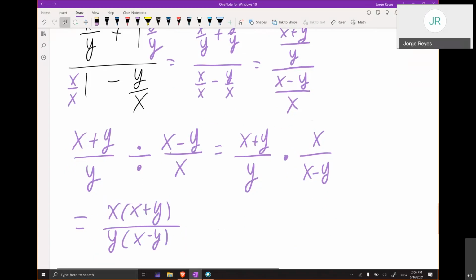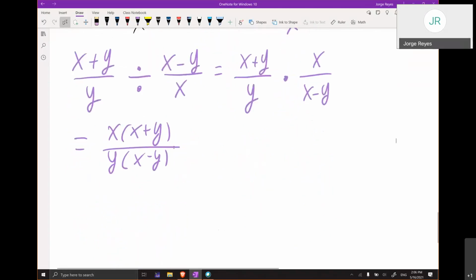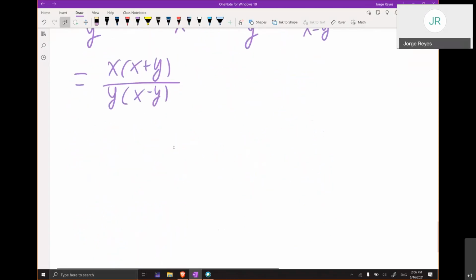Now, this is one way to do it. I think this is the way your book would teach you. You find the least common denominator of the top and the bottom, and then you make them big fractions, and then you simplify. I'm actually going to give you another way to do it, just to give you options. So I'm going to redo this problem.